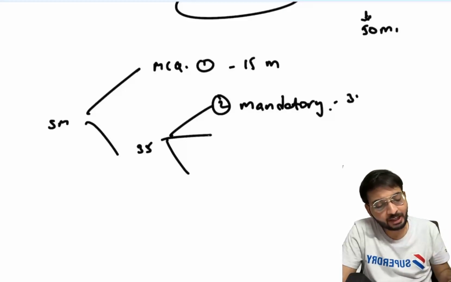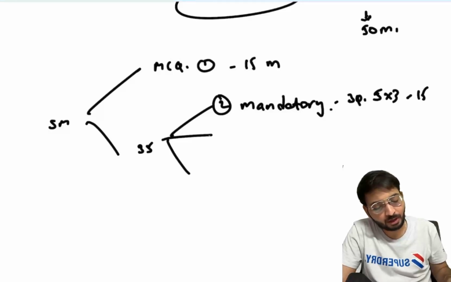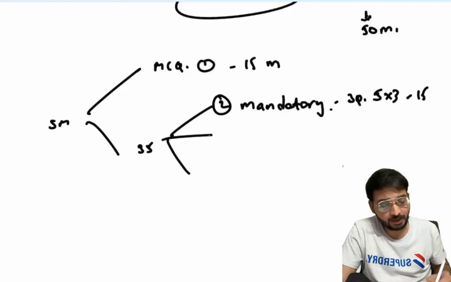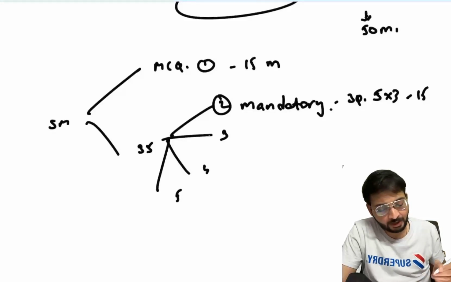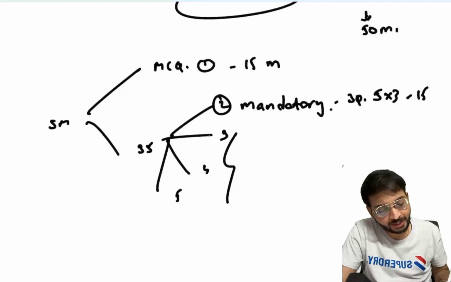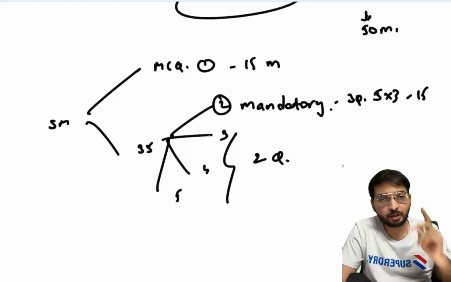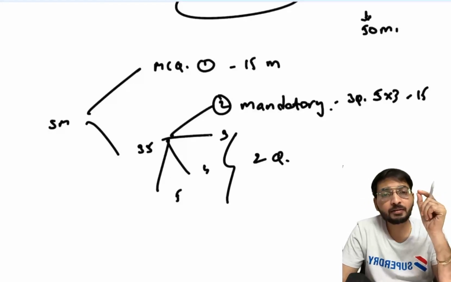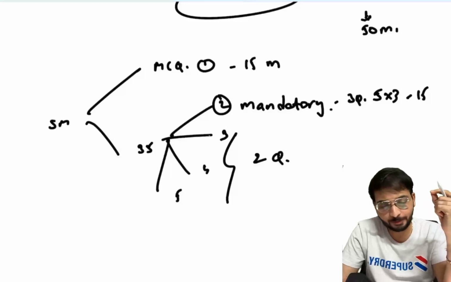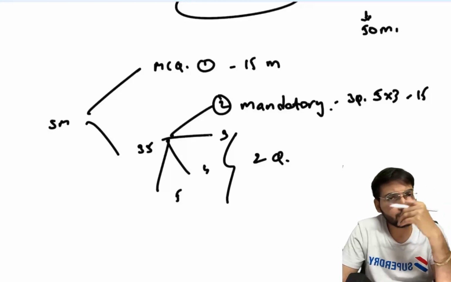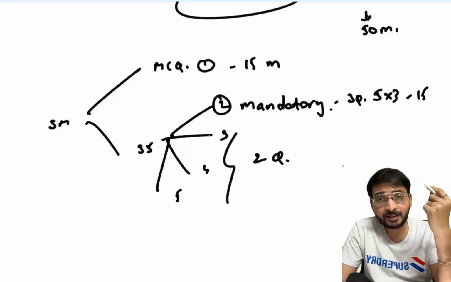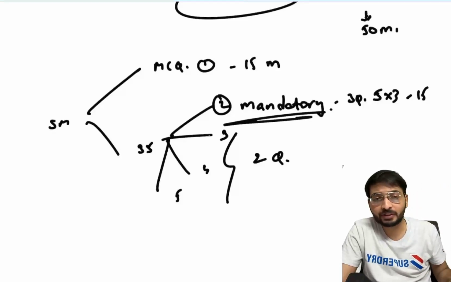There are 3 questions in this, 5 into 3, 15 marks. So you have 15 here, 15 there, 30. And in the next questions, 3, 4, 5, you have to write any 2. Here you will have a choice. But if you go with selective study, like studying only 1 chapter or 3 or 4 chapters and leaving one, imagine that ICAI gives it in the mandatory question and you're screwed.